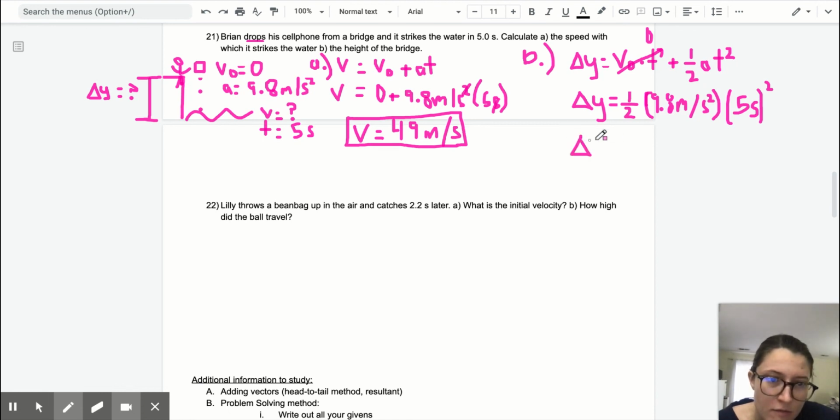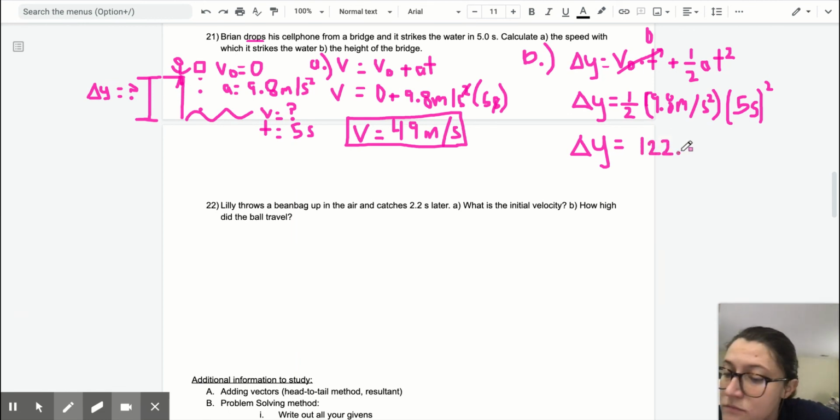Okay, we multiply straight across. So I'm going to have 1/2 times 9.8 times 25. And we get 122.5. Our seconds squared will cancel, and we're left with just meters.